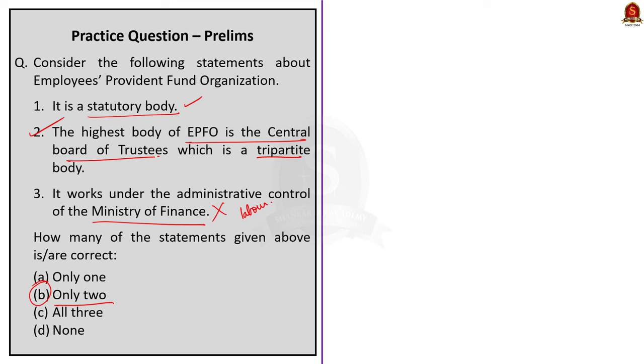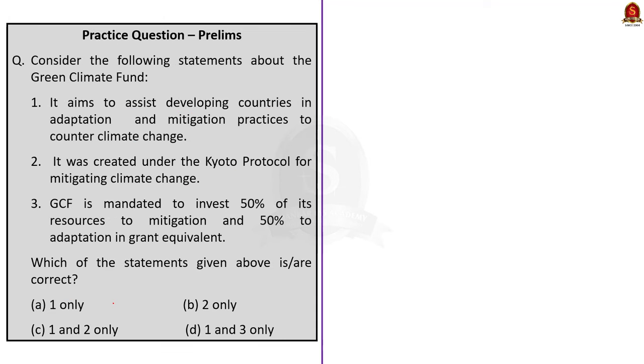Now look at the second question. It is about Green Climate Fund. It aims to assist developing countries in adaptation and mitigation practices to counter climate change. Yes, this statement is correct. It was created under Kyoto Protocol for mitigating climate change. This is incorrect because it was created in 2010 in Conference of Parties held in Mexico.